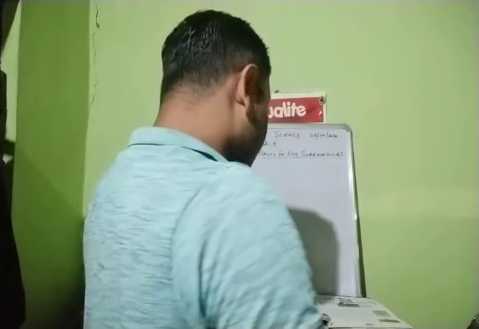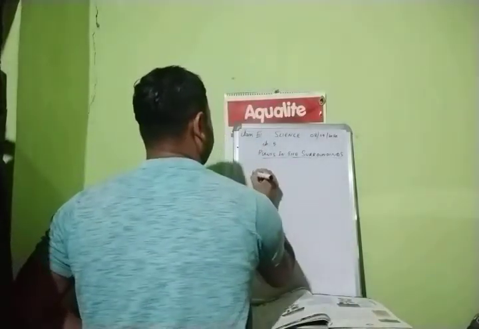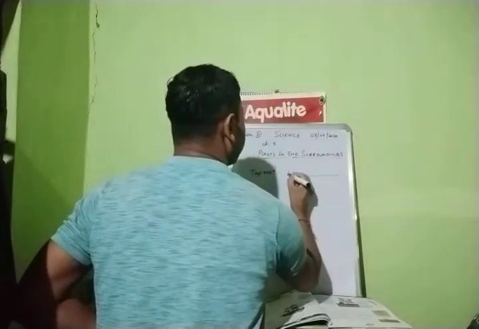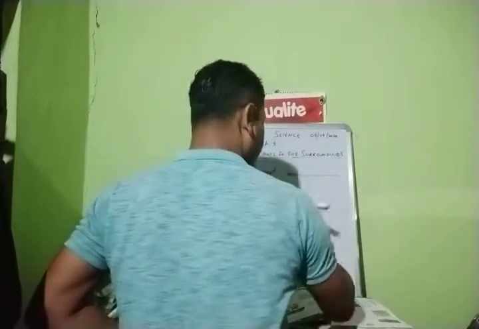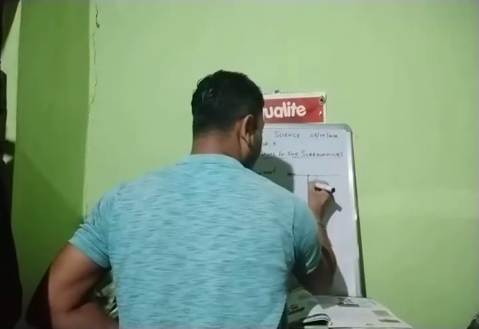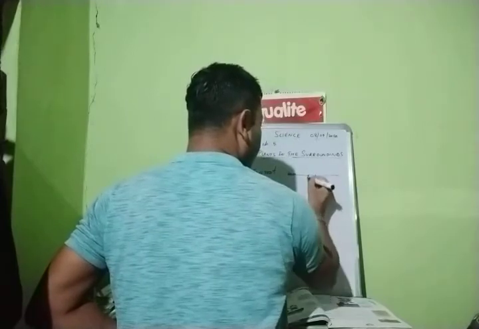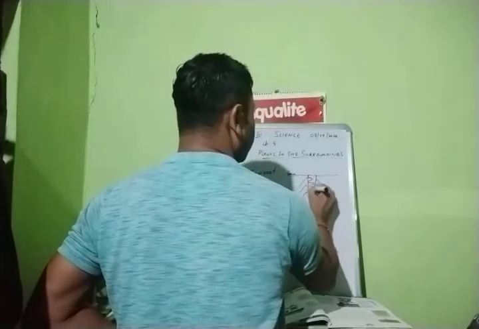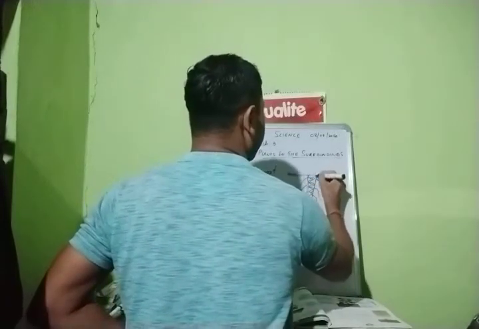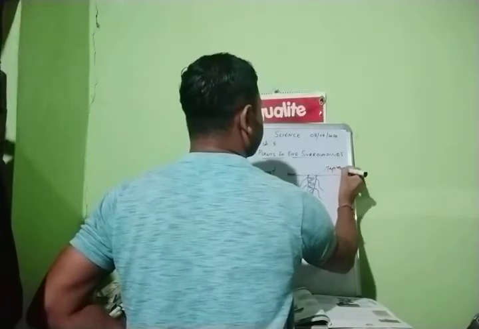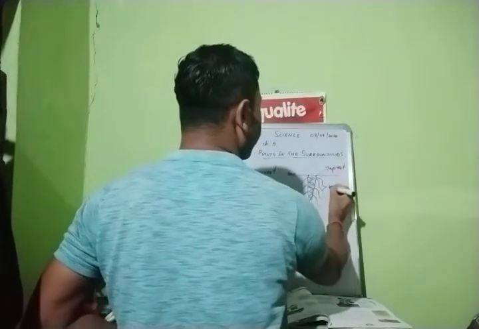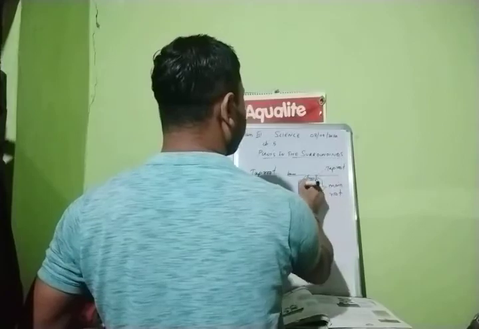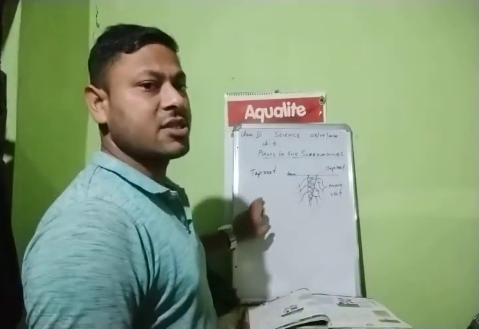Okay, when you are talking about the taproot, just this is your base, okay. Then this is your stem. From here the root is growing like this, okay. Then from here these type of roots are going. This is known as your what? This is taproot. It has one main root, and from here small roots are growing. Right? This is your taproot.